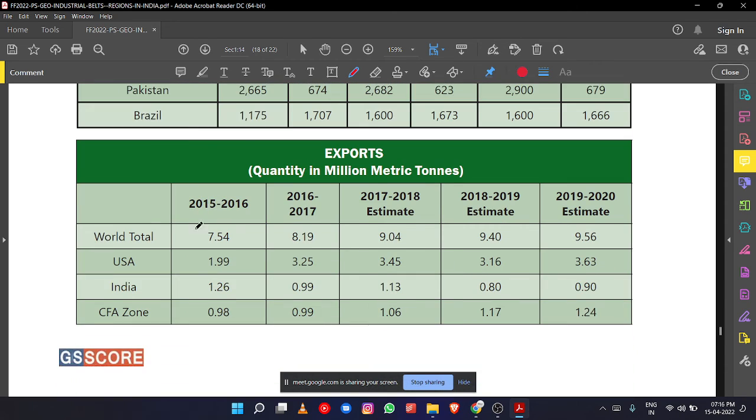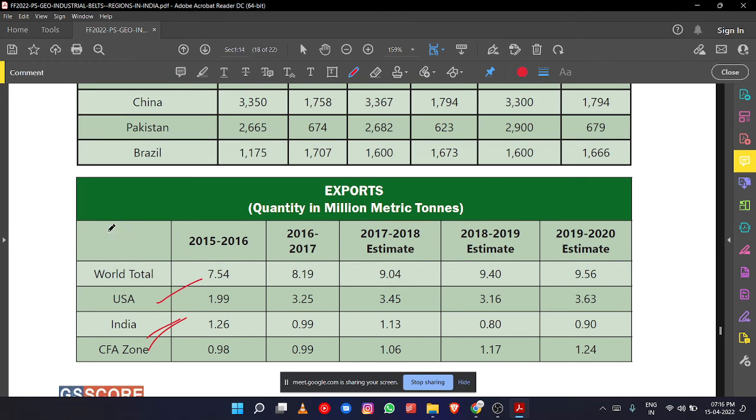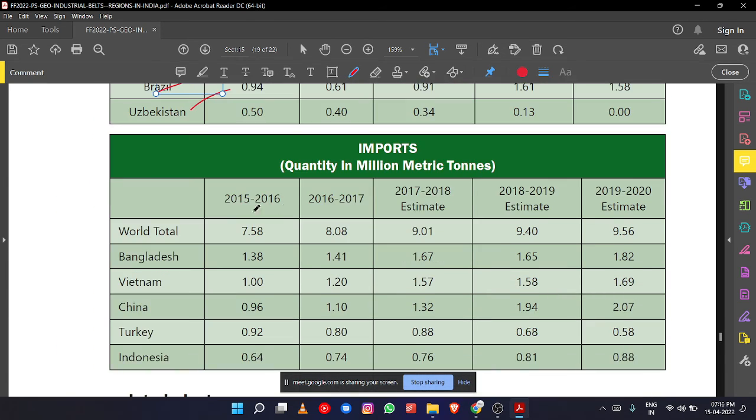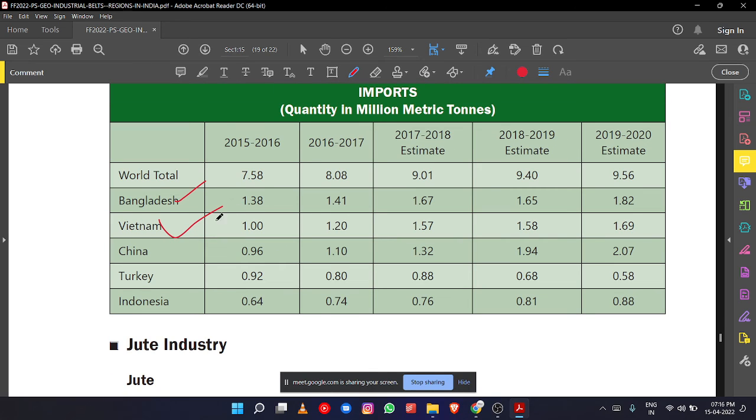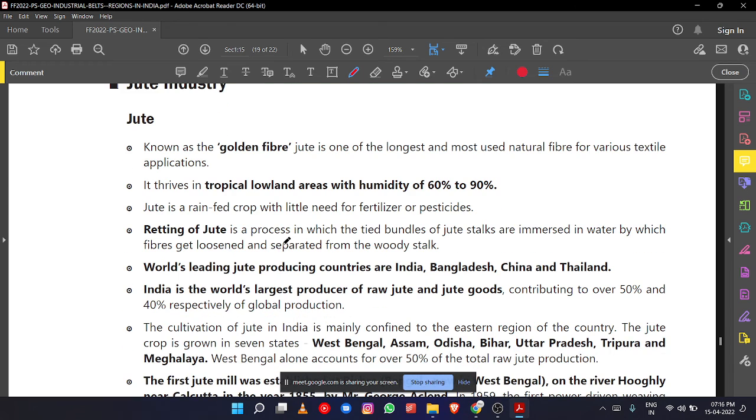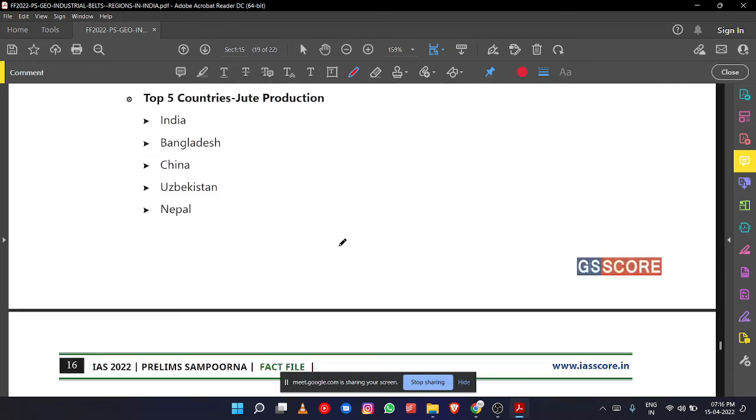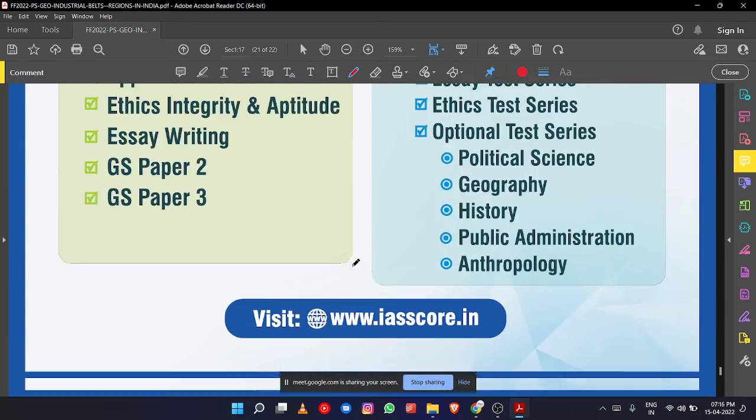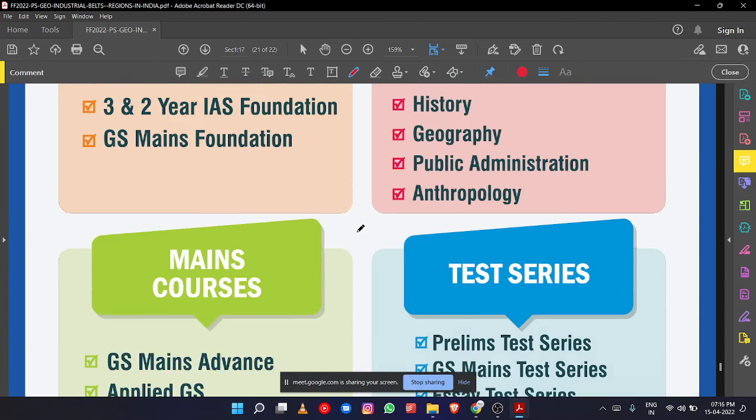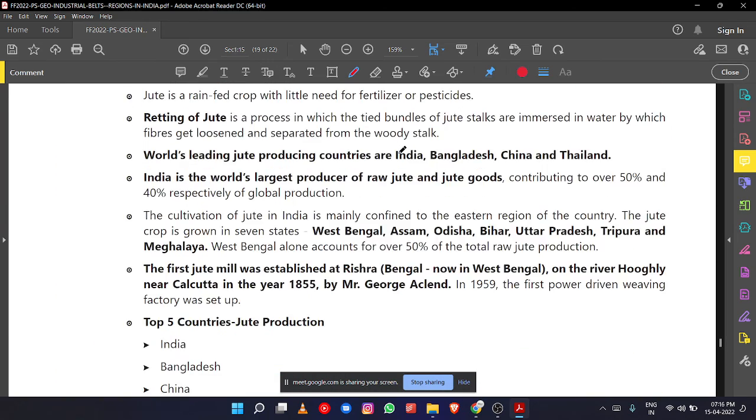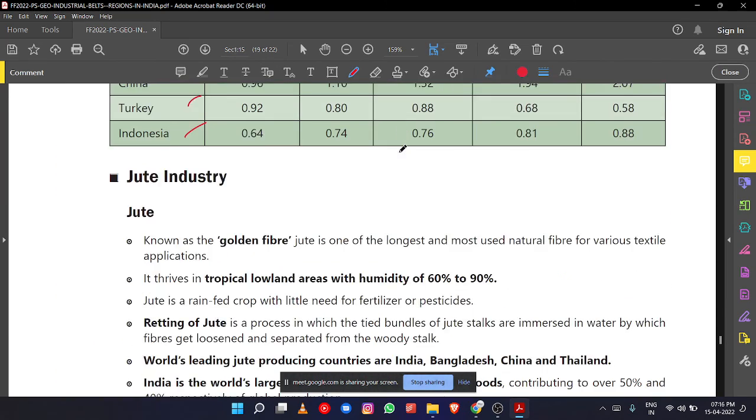Export, if you see, USA, India and the Central African CFA region, followed by Brazil and Uzbekistan. Imports, Bangladesh highest import, Vietnam, China, Turkey and Indonesia. So India doesn't import much. The next one is the jute industry. We have to discuss jute and then textile industries will be over. Coal, iron and steel we have discussed. Major industrial zones are over. Industries we have discussed, but mineral belts of India also we have to discuss.